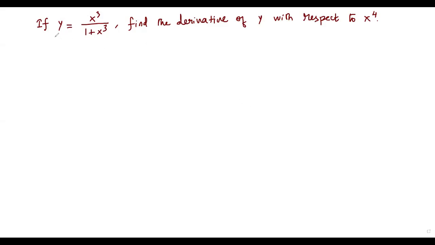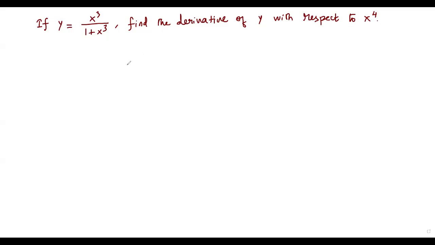So here we have a function defined by y in terms of x, and we have to find the derivative of y with respect to x to the fourth power. The little trouble in this problem is x to the fourth power. Because if I want to find the derivative of y with respect to just x, I can easily do it. But here they're asking us to find the derivative with respect to x to the fourth power. So the trouble is the exponent 4 we have for this x.